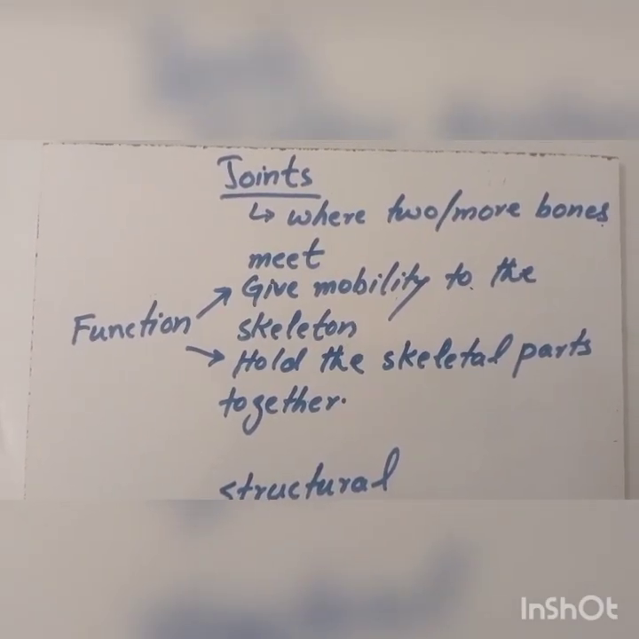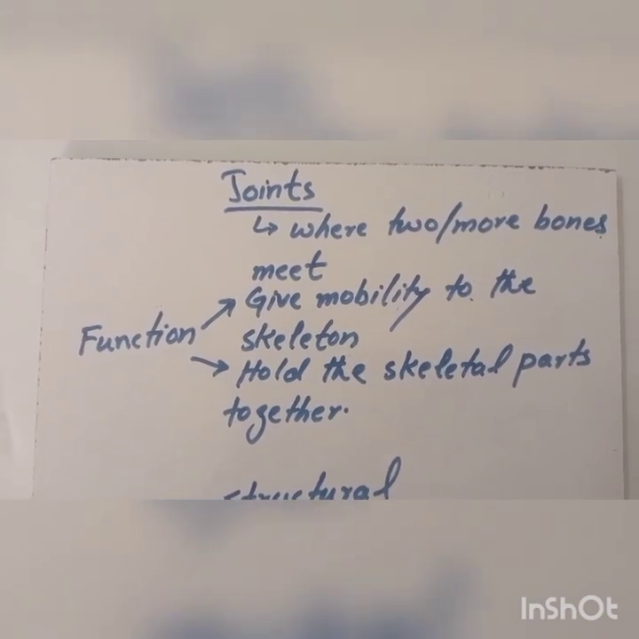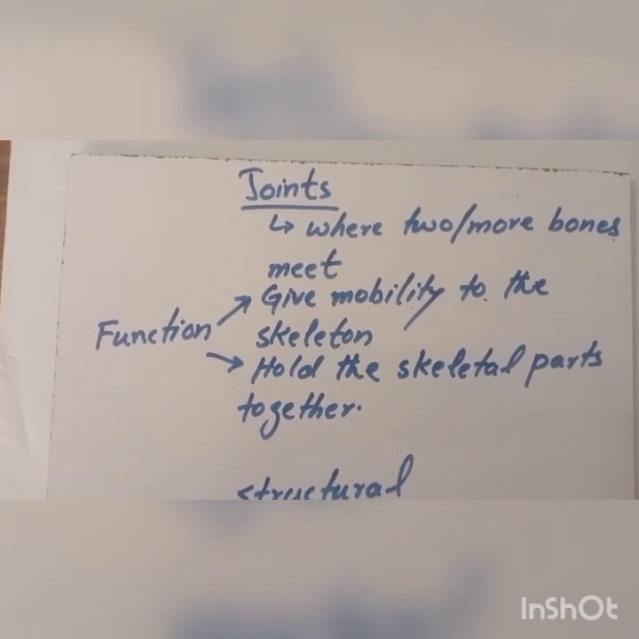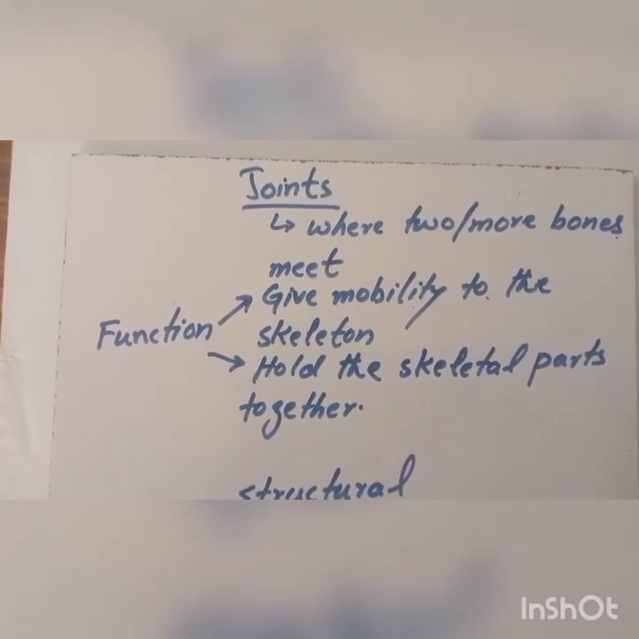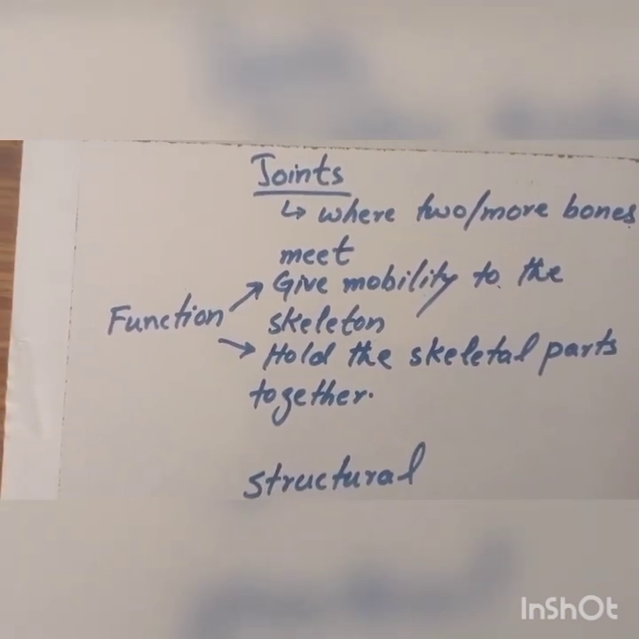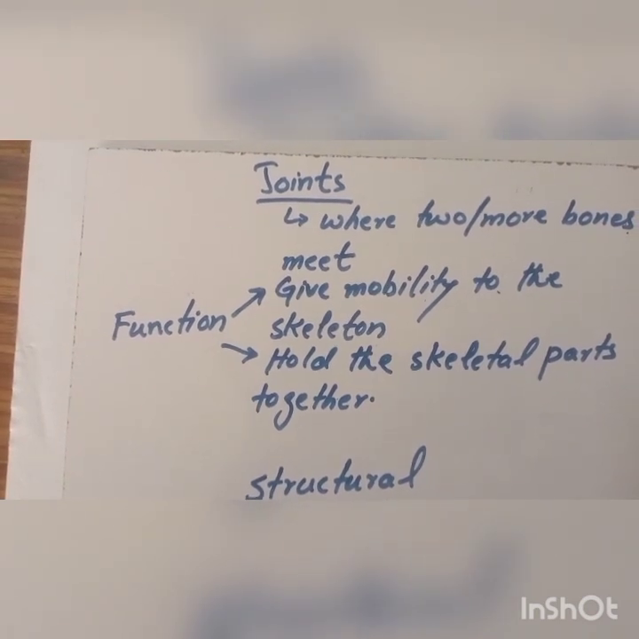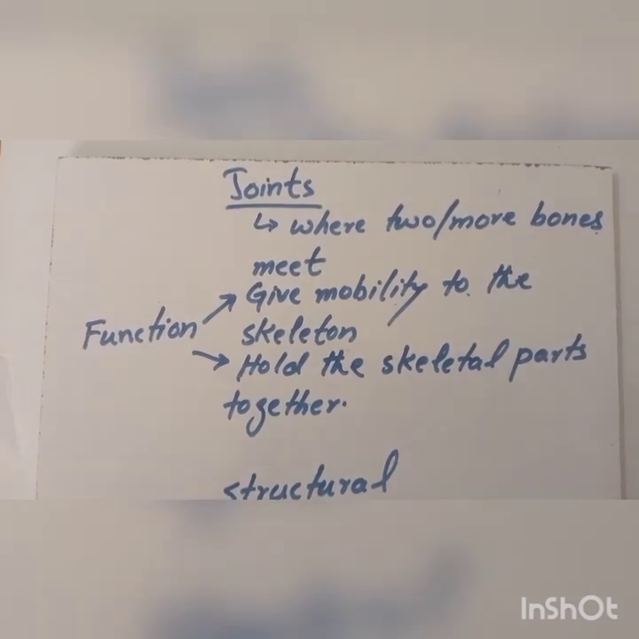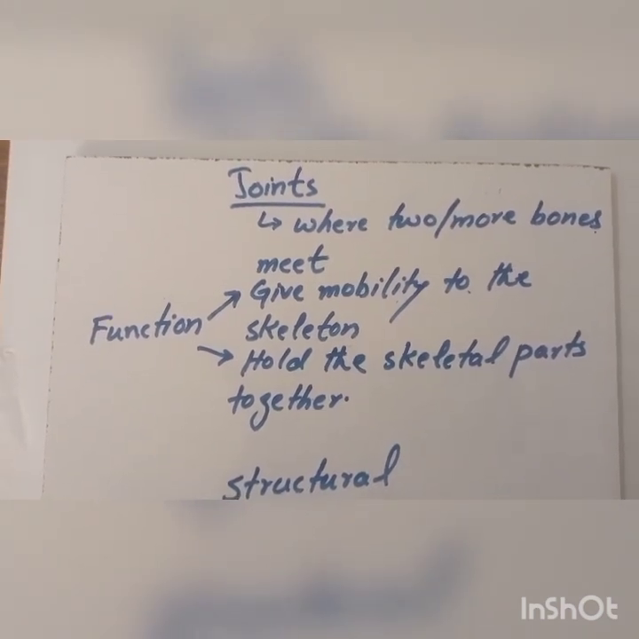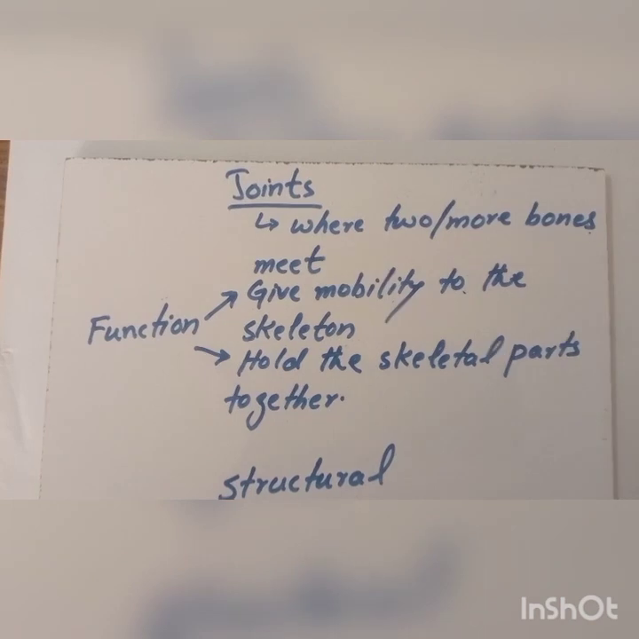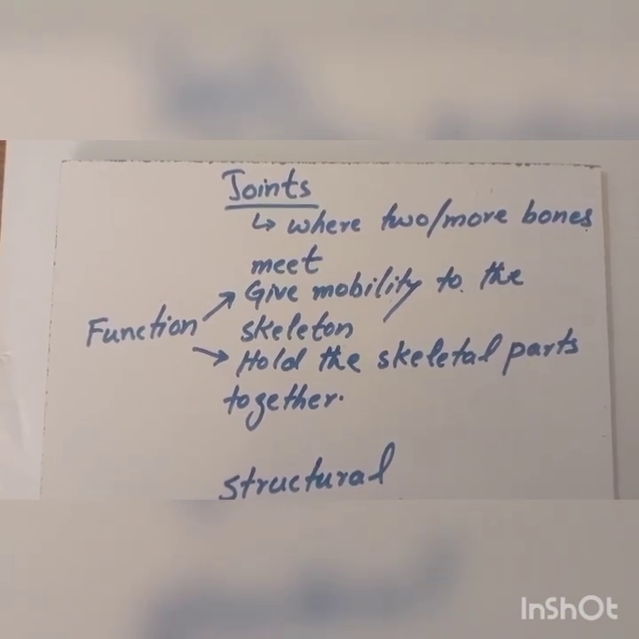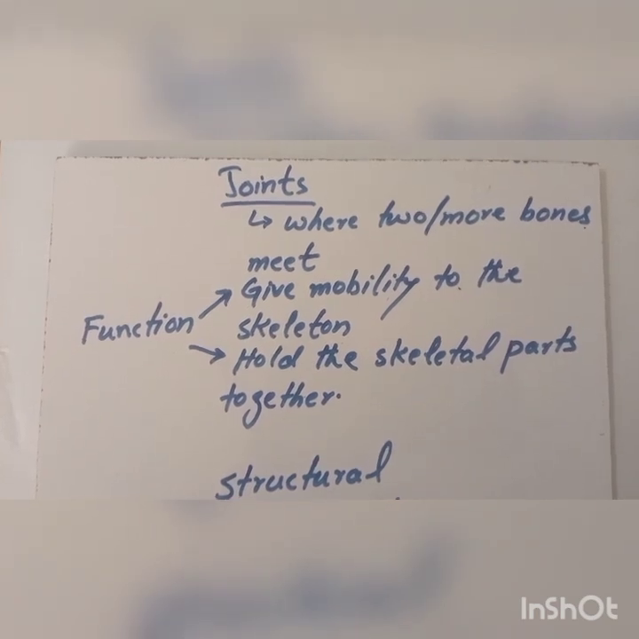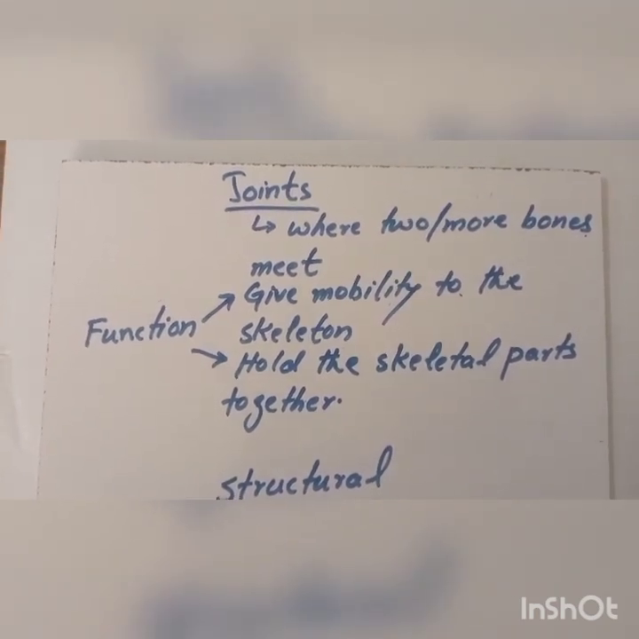The topic is joints. Joints are the sites where two or more bones meet. They are also called articulations. Functions. Joints have two fundamental functions: they give mobility to the skeleton, and they hold the skeletal parts together.